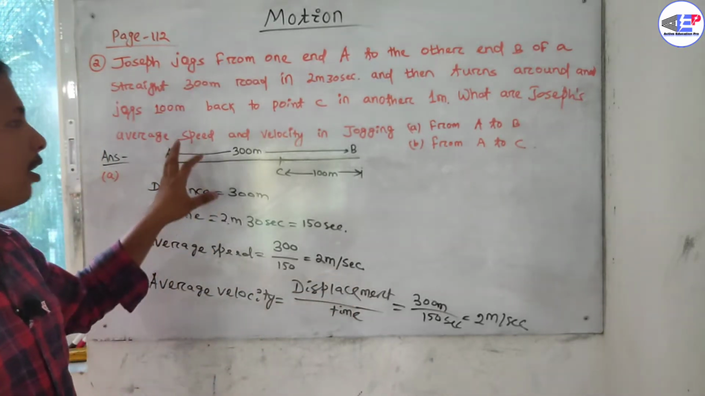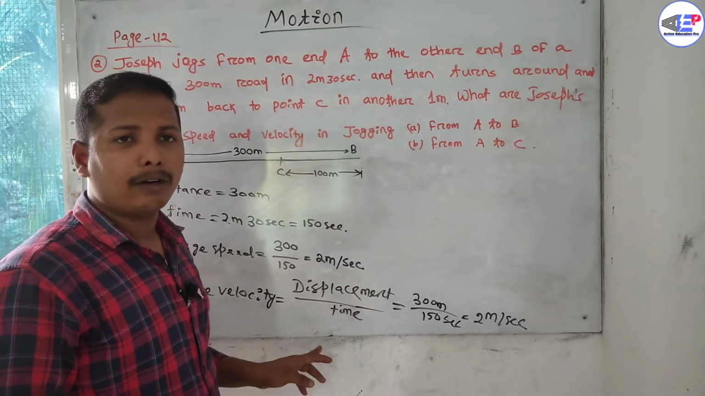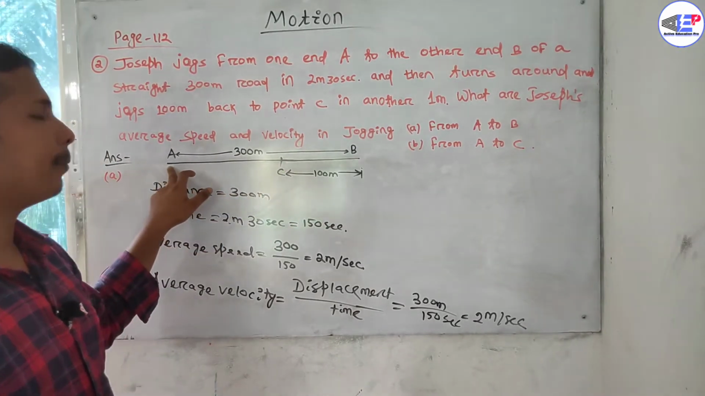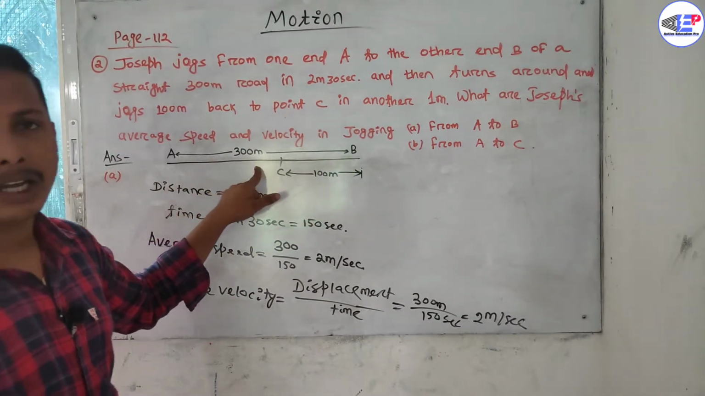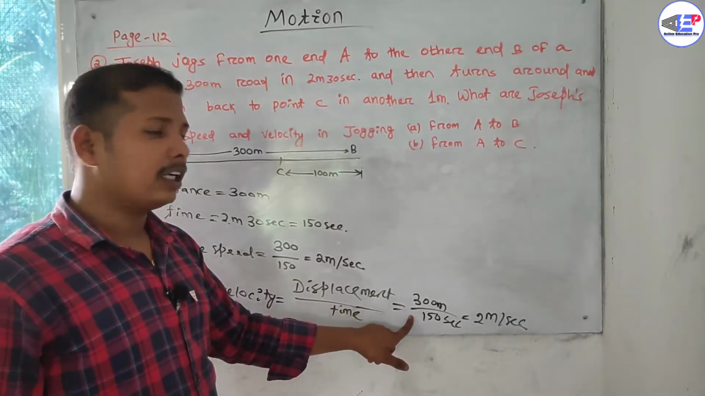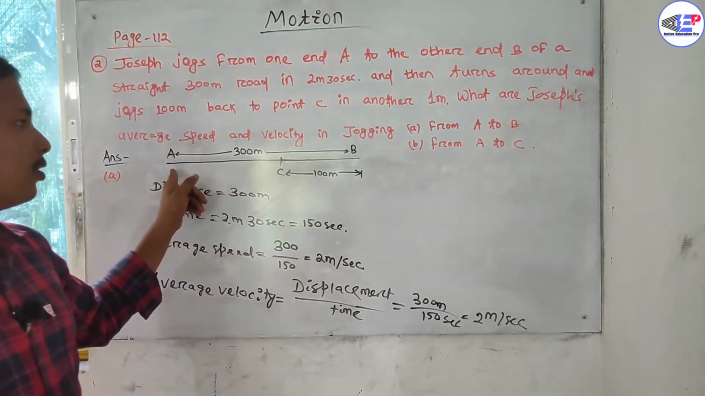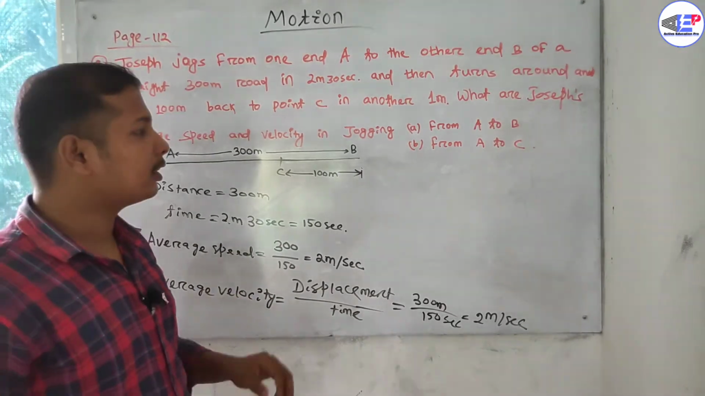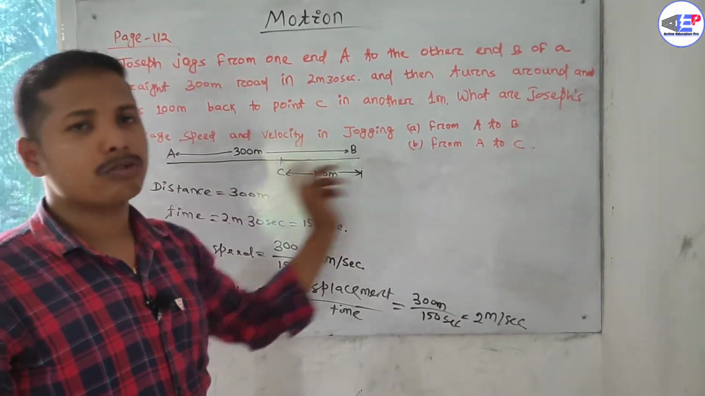Next we have to calculate the average velocity. We know that average velocity is total displacement by total time. Here total displacement is the difference between final point and initial point, that is the shortest distance between the final point and the initial point, which is 300 meter. So the average velocity becomes 300 meter divided by 150 second, which is 2 meter per second. Here as the motion is in a straight line, the average velocity and average speed become the same. Next we have to calculate the average speed and average velocity from point A to C.